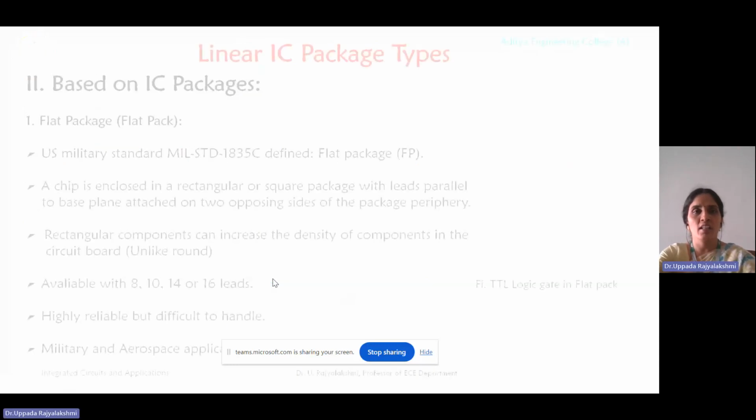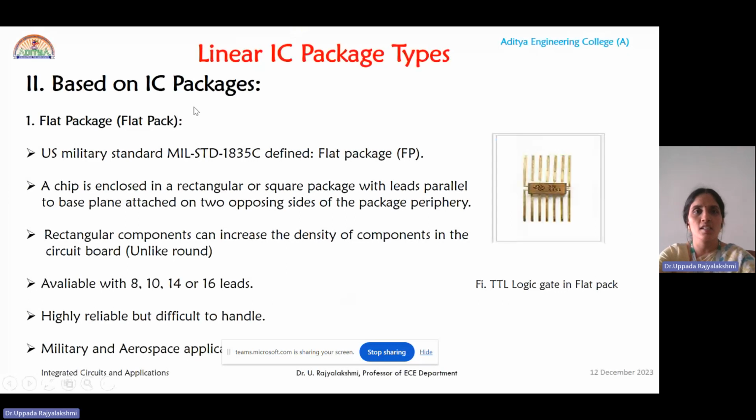The second category by which we are classifying the ICs is based on the packages. The first type of package is the flat package. Here in the figure you can observe that there is a rectangular housing whereby the leads are exactly parallel to the rectangular housing. And these are parallel to the base plane on the opposite sides. The US military standard is MIL-STD-1835C, which defines it as a flat package.